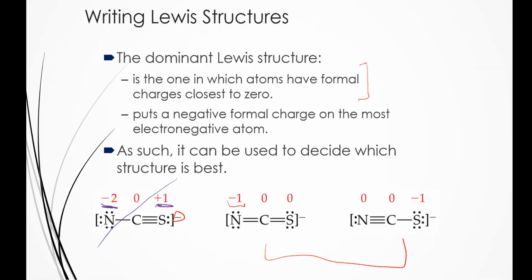When we're choosing between these 2, then we need that negative electron on our most electronegative atom. And in this case, that's going to be our nitrogen, which is more electronegative than our sulfur. And so this should be our best Lewis structure, and that's what we would be looking for.